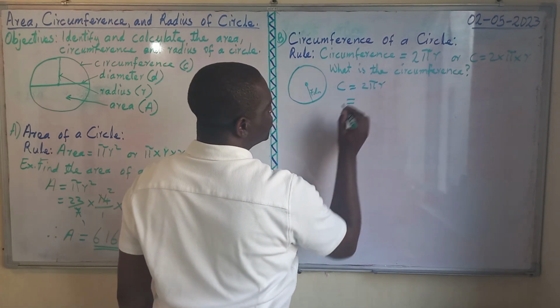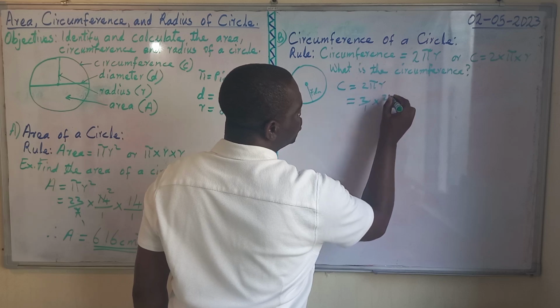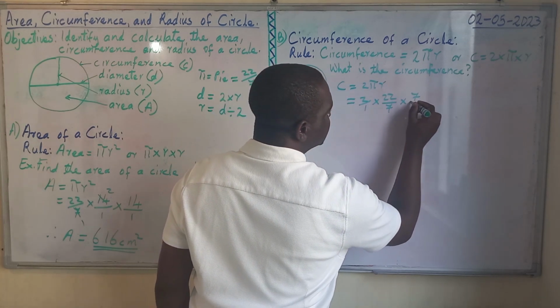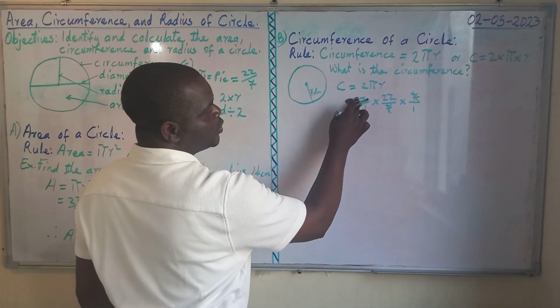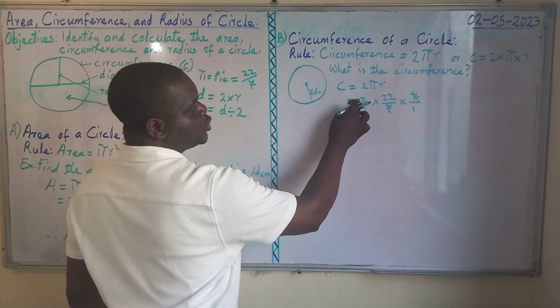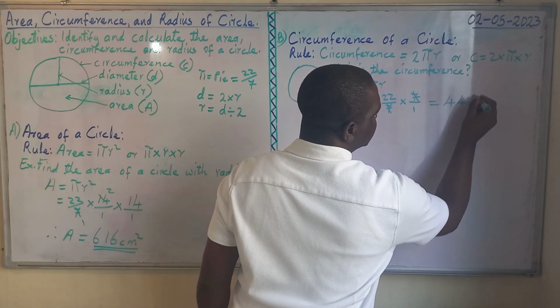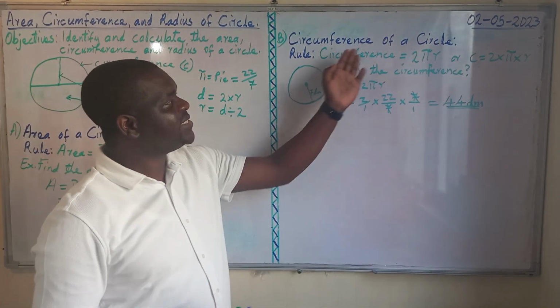And if we want to substitute, it will be 2 over 1 times pi is 22 over 7 times the radius in this case is 7 over 1. So this 7 can simplify this 7 and you're left with 2 and 22. So that 2 times 22 is going to give us 44 decimeters. So within the twinkle of an eye, you're able to calculate the circumference.